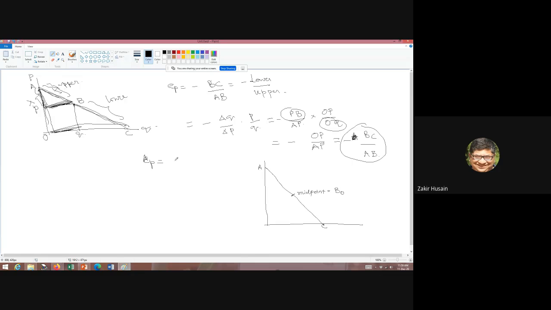So elasticity is equal to CB0 by AB0. And because it's the midpoint, it is equal to 1. So we have unitary elasticity.